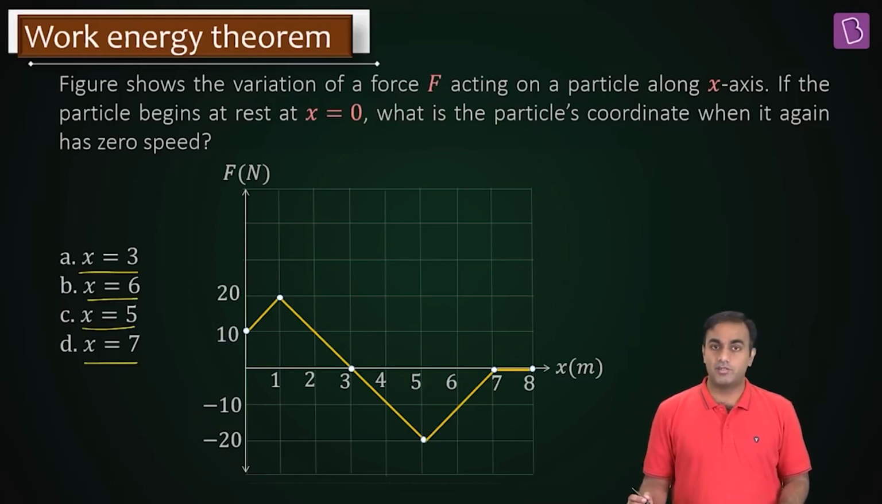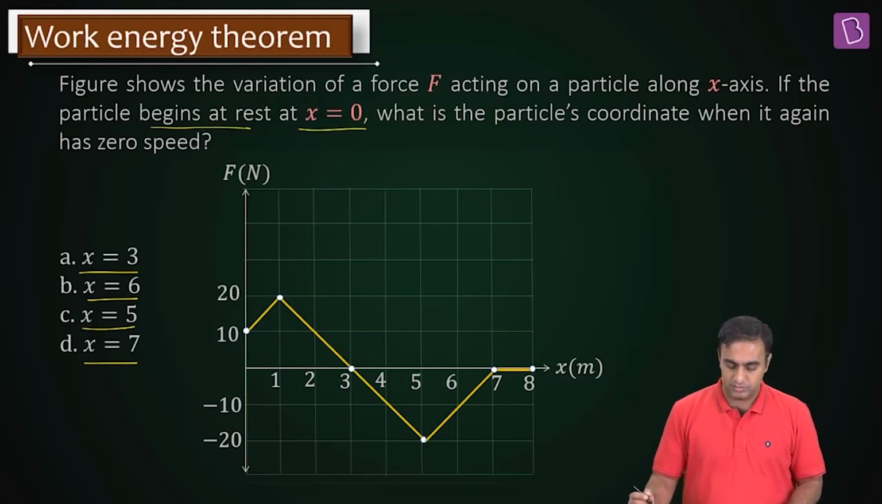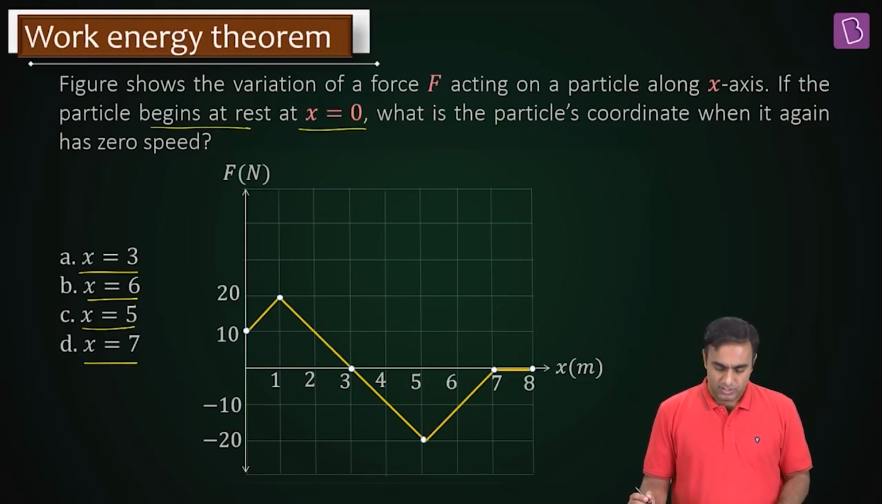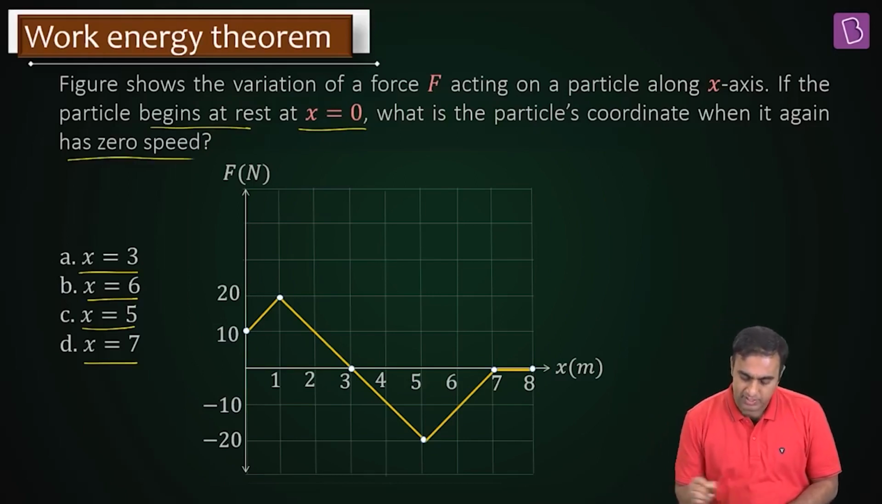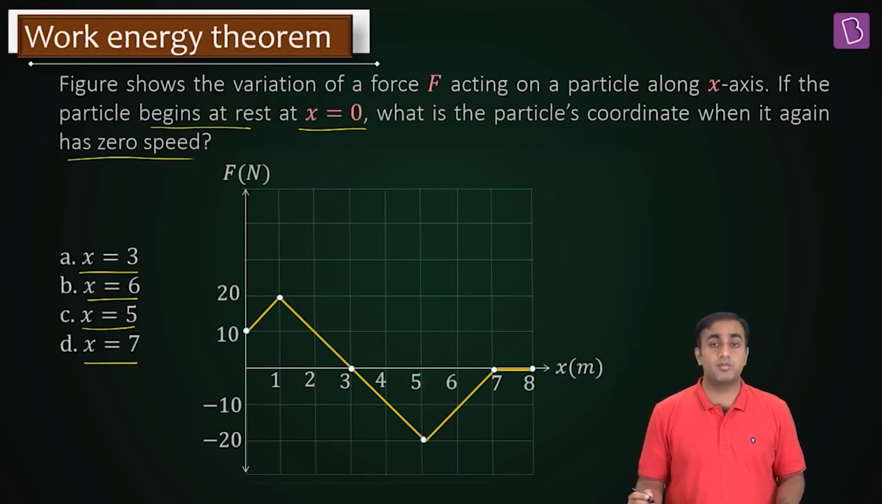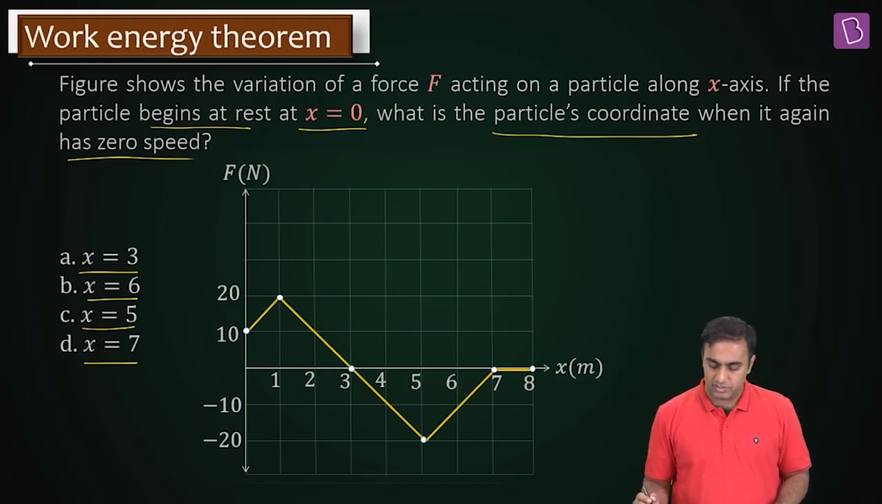Well, what's the data given to us? There is a particle which is acted upon by a force F, which is variable. We also know that the particle begins at rest at the origin, x is equal to 0, and there is a moment where the particle again has 0 speed. What do you mean by that? It is at rest at that moment. So we need to calculate the particle's coordinate when that happens.